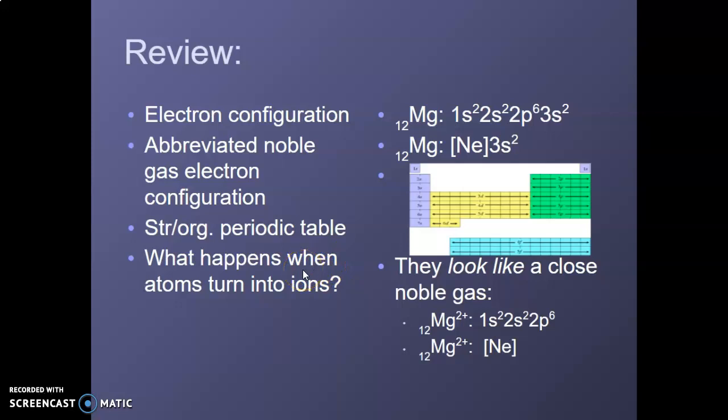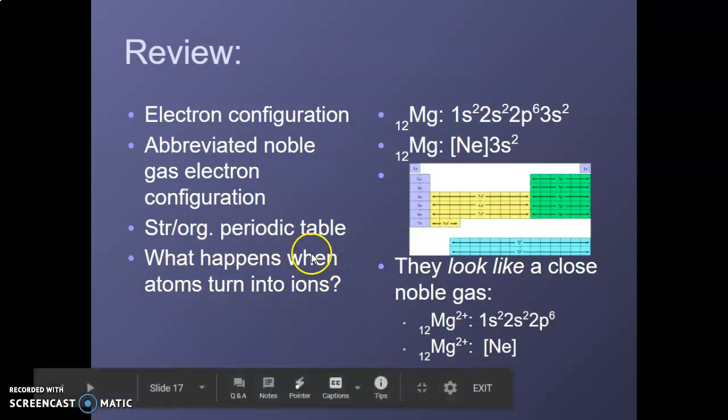We also took a look at what happens when an atom turns into an ion, and we said it will look like a close noble gas. Here we've got an example down here. When neutral magnesium loses these 2 electrons to turn into magnesium ion, it now has the same electron configuration as neon, so we can say bracket neon is the new electron configuration.